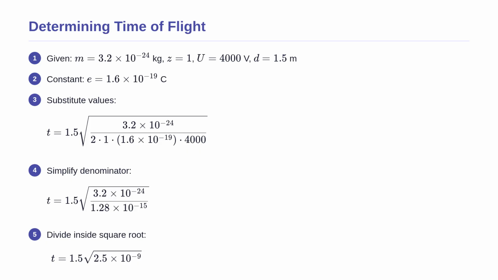First, we carefully substitute all our known values into the equation. Next, we simplify the denominator, which represents the total electrical energy applied. Then, we divide the incredibly small mass by this energy value to isolate the mass-to-charge effect. Finally, taking the square root and multiplying by the distance gives us 75 microseconds. Physically, this means the computer measures microscopic fractions of a second to determine the exact mass.